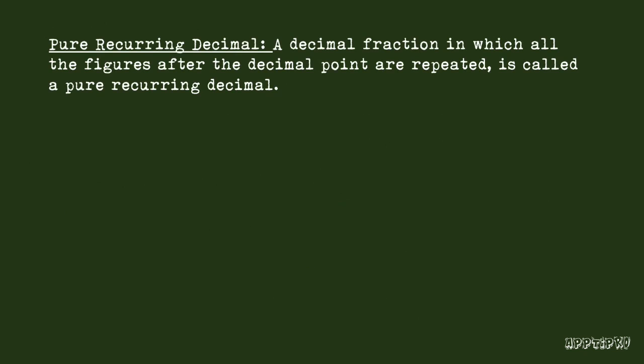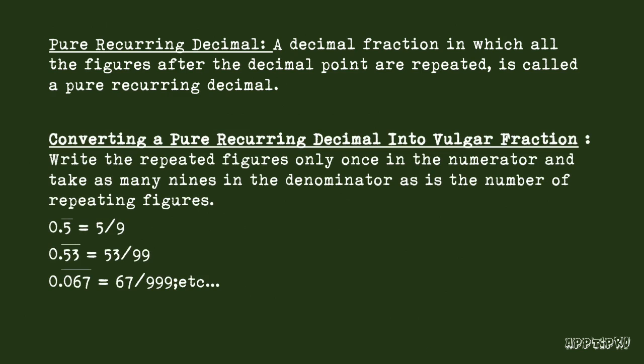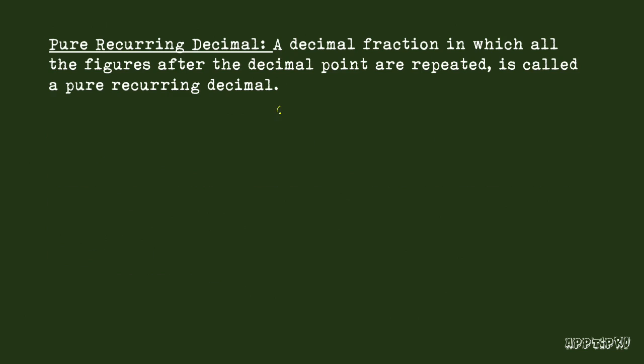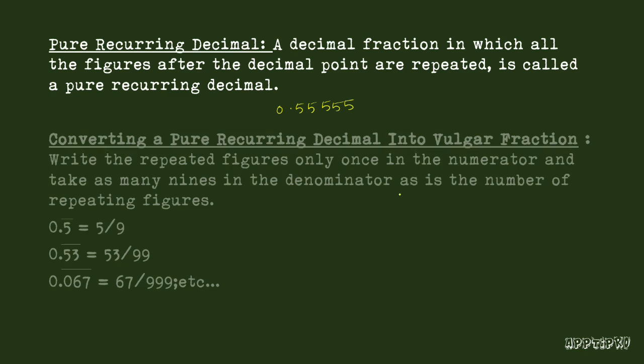What is a pure recurring decimal? A decimal fraction in which all the figures after the decimal point are repeated is called a pure recurring decimal. Example: 0.555 and so on. As you can see, 5 is being repeated. So it is called a pure recurring decimal.